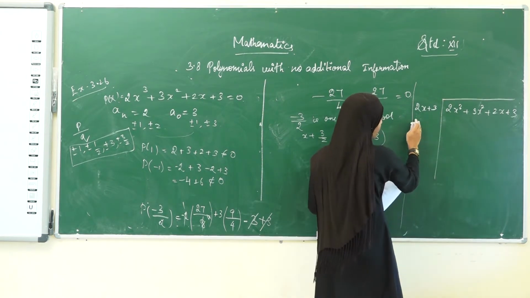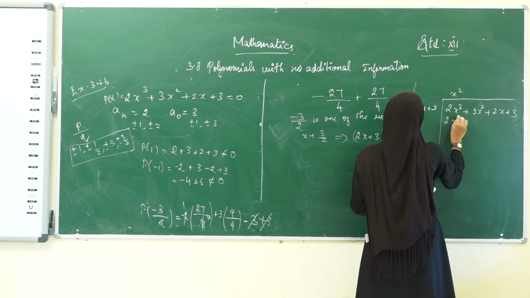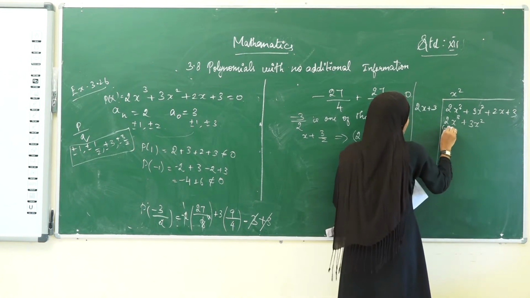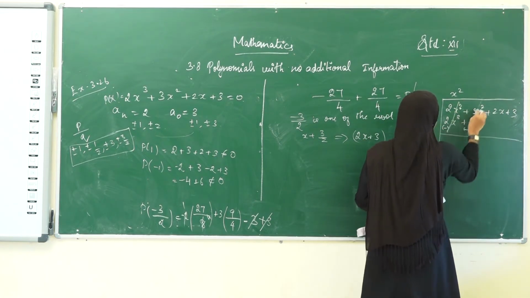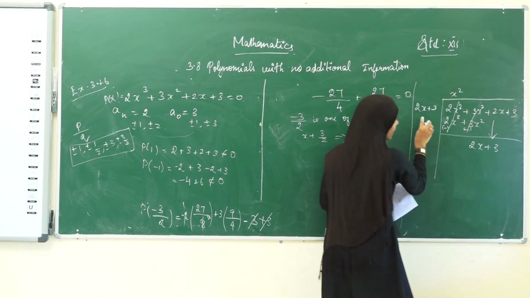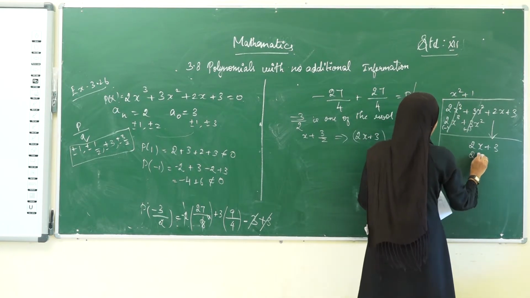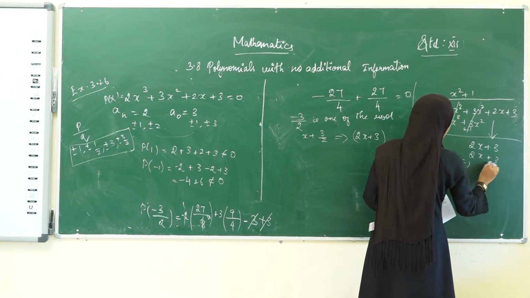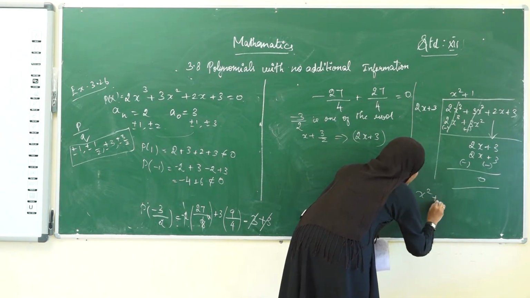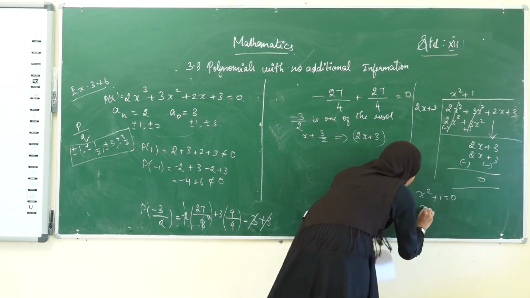Here it is 2x, here it is 2x cube. Therefore, multiplying this with x square, 2x cube plus 3 into x square is plus 3x square. Changing the symbols, we get 0, and then bringing this down, 2x plus 3. Here we have 2x plus 3 and here we have 2x plus 3. Multiplying this with 1, 2x plus 3. Changing the symbols again, we get 0 as the remainder. Therefore, x square plus 1 equal to 0 is another factor. From this we can find the other two roots.